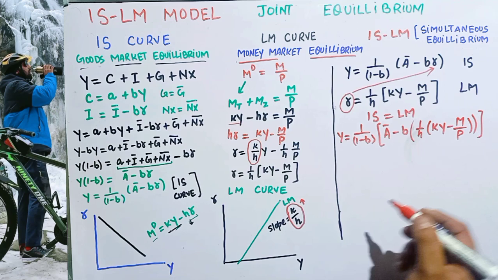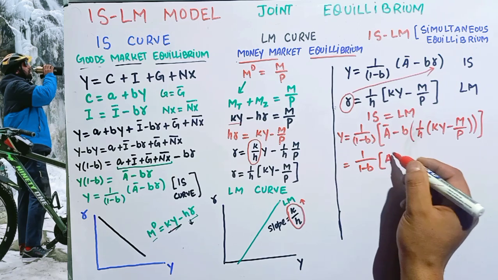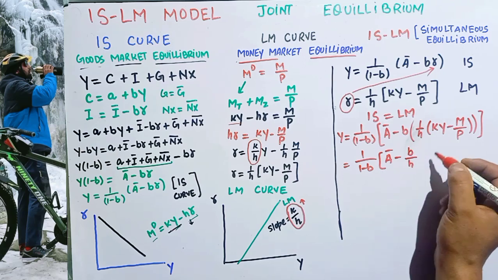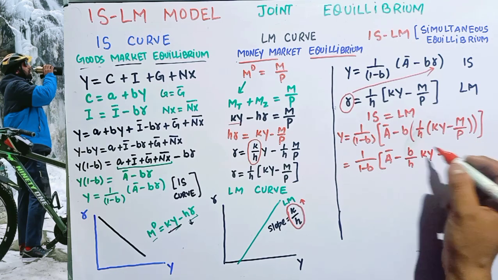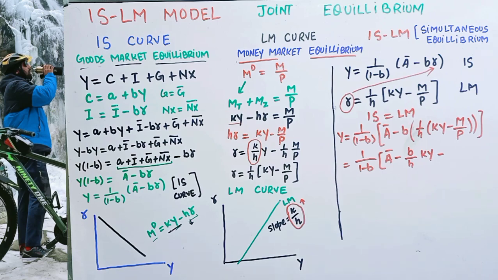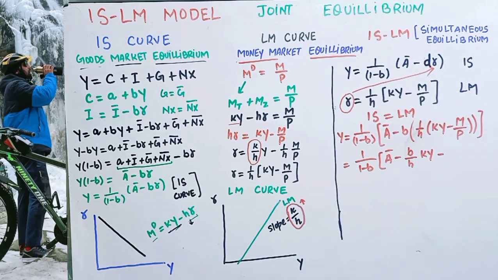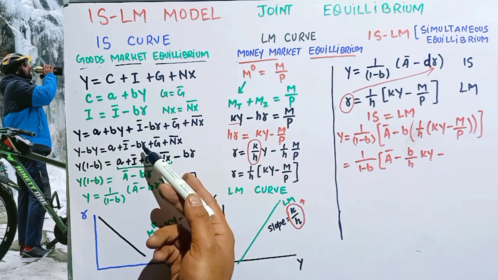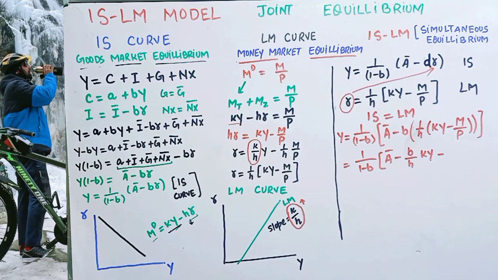Which is equal to 1 upon 1 minus b, a bar minus, so we have here b upon h, b upon h, ky. I'm just multiplying this b with 1 upon h with this ky, minus we have then, sorry, it is here d, dr. Sorry for this mistake, because why I'm writing br here.